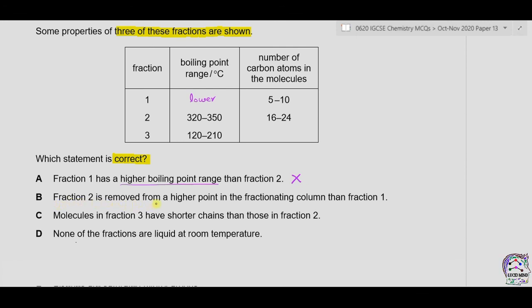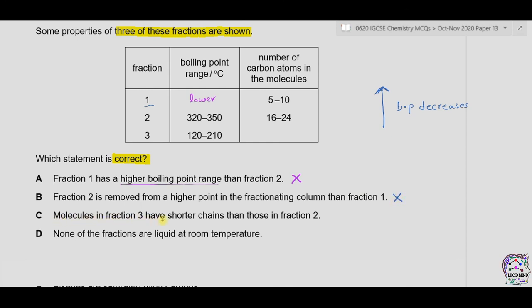B. Fraction 2 is removed from a higher point in the fractionating column than fraction 1. In the fractionating column, as the gases move towards the top, the boiling point decreases, and so does the temperature. It means that fraction 1 will be removed from the top position as compared to fraction 2. So B is incorrect.